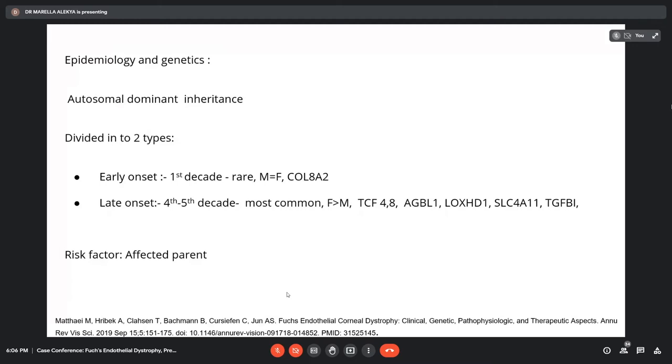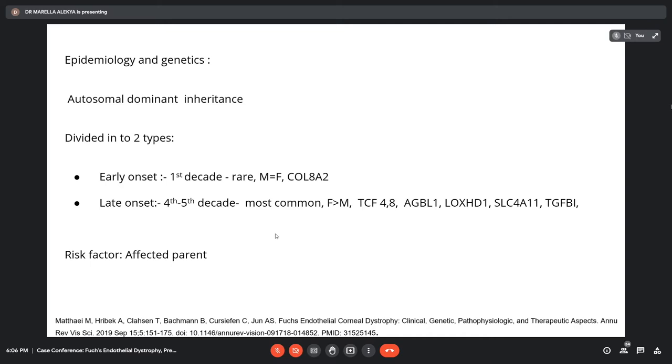Based on the age of onset, it is divided into early onset and late onset type. Early onset type is a rare type which manifests in the first decade of life. Here, males and females are commonly affected, and the most common gene involved is collagen 8 alpha 2. Late onset is the most common variant. This manifests during the 4th and 5th decade of life. Here, females are most commonly affected.